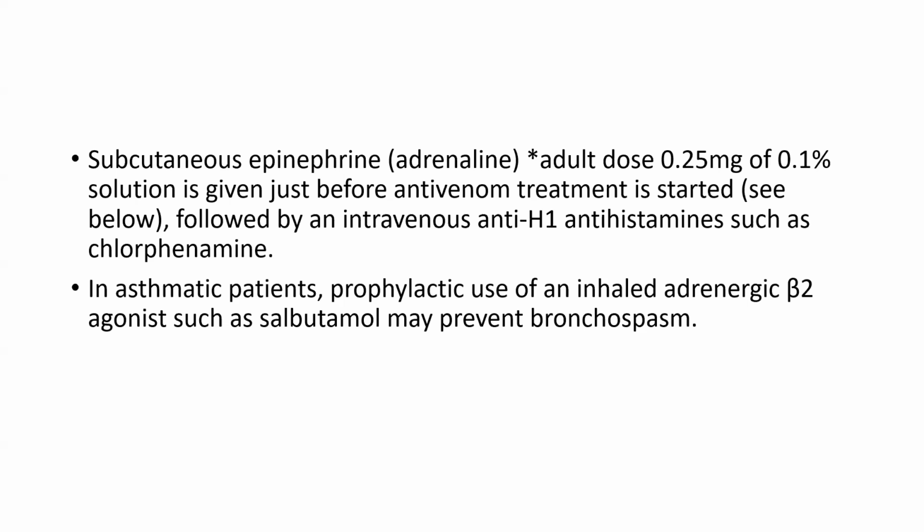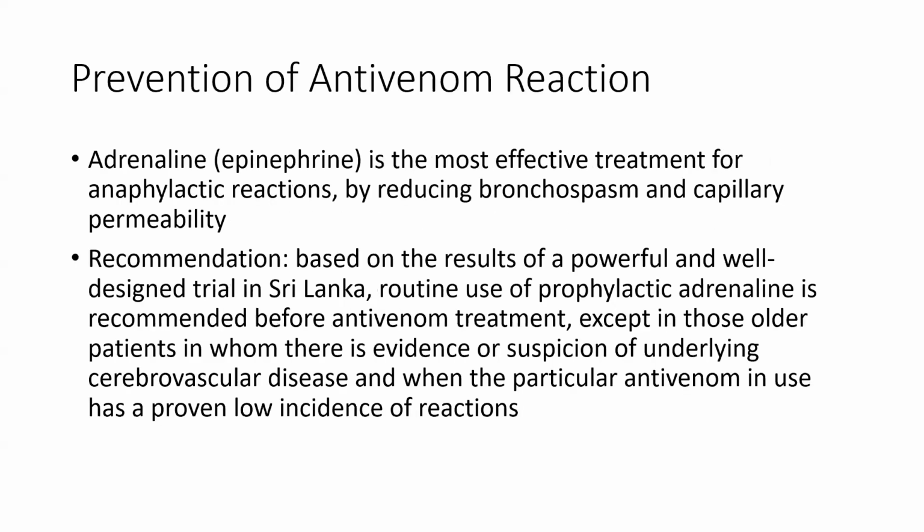Subcutaneous epinephrine, that is adult dose of 0.25 mg of 0.1 solution, should be given just before antivenom treatment started, followed by intravenous anti-H1 histamine such as chloramphenicol. In asthmatic patient, prophylactic use of inhaled adrenergic beta-2 agonists such as salbutamol may prevent bronchospasm.